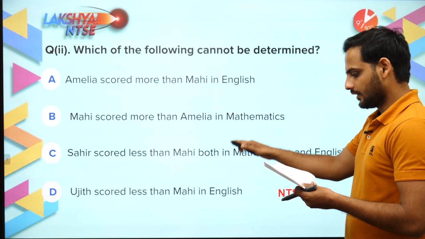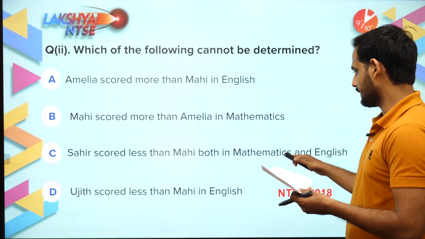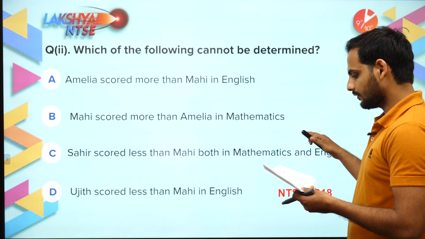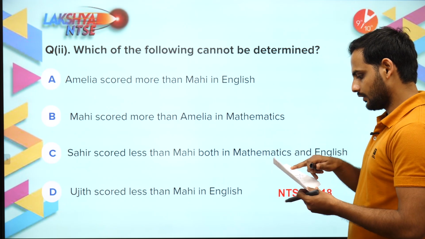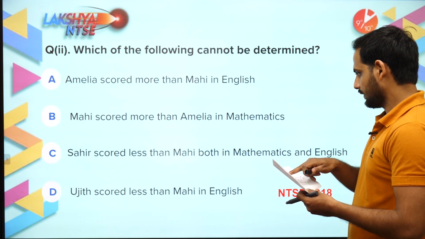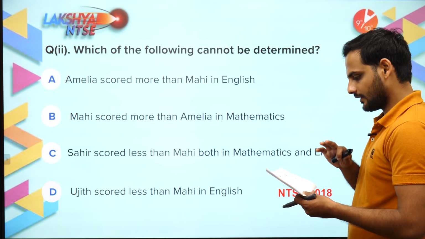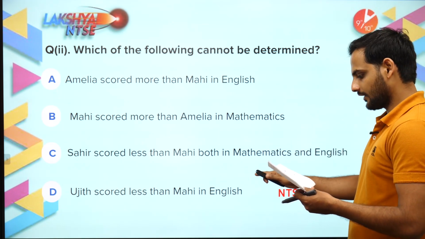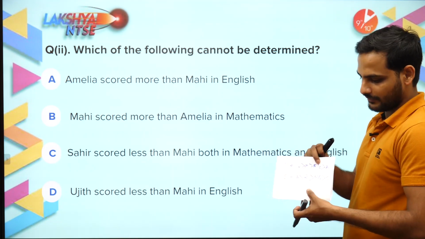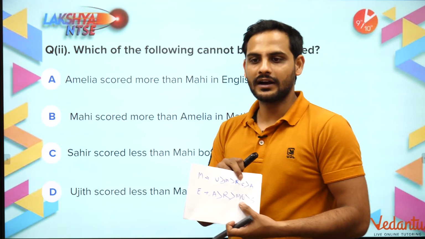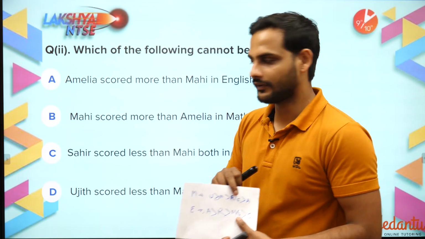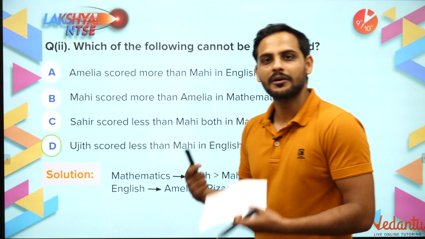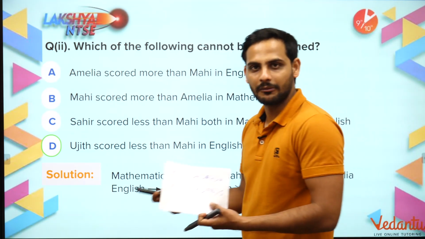Sahir scored less than Mahi in mathematics and English. Sahir scored less than Mahi both in mathematics. So Sahir's score is less than Mahi in mathematics, and that also can be said. Ujit scored less than Mahi in English. This cannot be said, because we can't say anything about Mahi and Ujit in case of English. So option D cannot be found, correct, because we don't have relevant details about this.